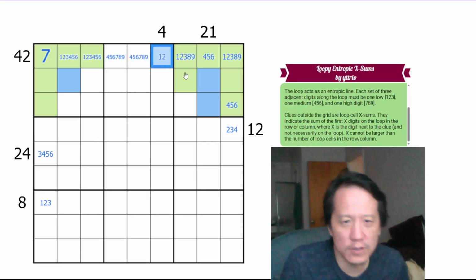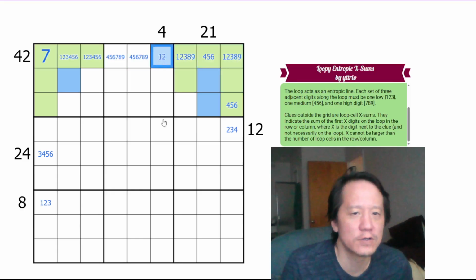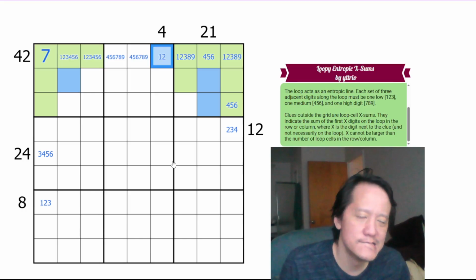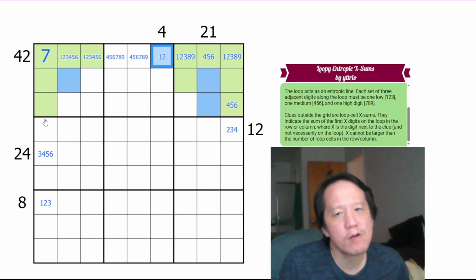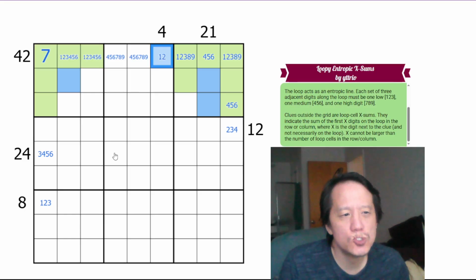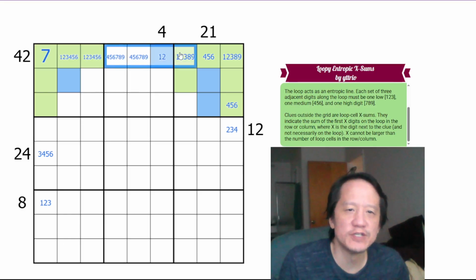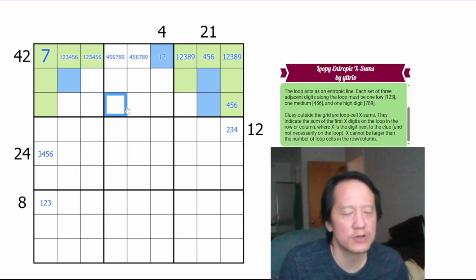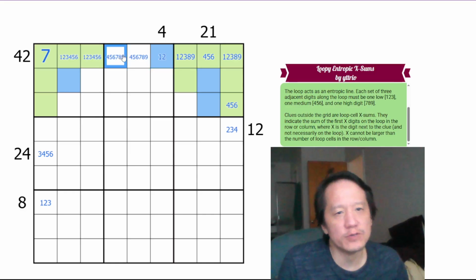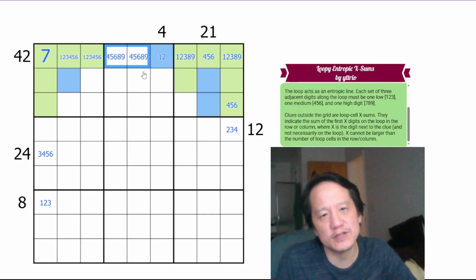Yeah, this doesn't work. How does it not work? Hmm. Okay, what am I missing? Oh, first 7 digits. Right, never mind. It does work. So all of these must be on the loop. This can't be 7. All of these have to be on the loop then. And we're counting the first 7 digits.